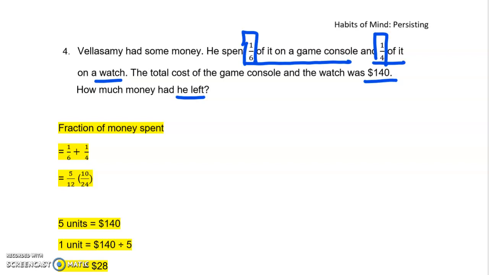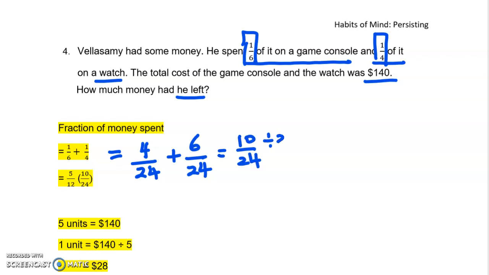Let's show the working clearly here. That will be 4 out of 24 plus 6 out of 24. Okay, that will give me 10 out of 24. And I need to simplify, and I will get 5 out of 12. This is what I mean by 5 out of 12 here. Okay, so 5 out of 12 he spent on the game console and on the watch.